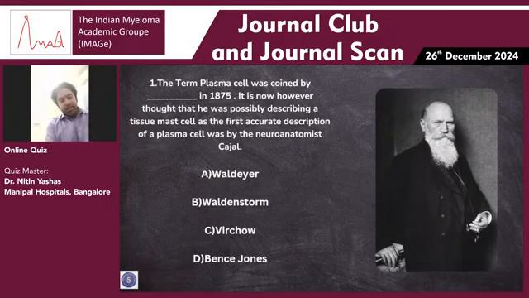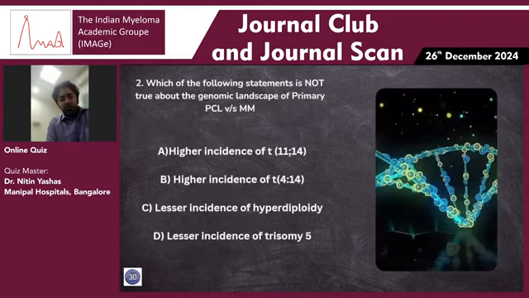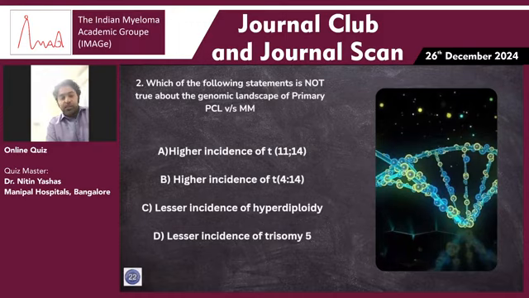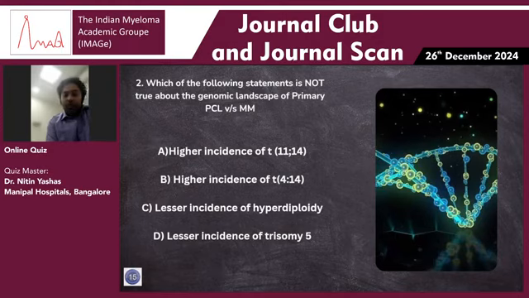A lot of pioneering names have led the way in the field of myeloma and plasma cell disorders. We move to question number 2 now, from the Journal Scan article. Which of the following statements is not true about the genomic landscape of plasma cell leukemia versus myeloma? Is it higher incidence of 11;14, higher incidence of 4;14, lesser incidence of hyperdiploidy, or lesser incidence of trisomy 5?